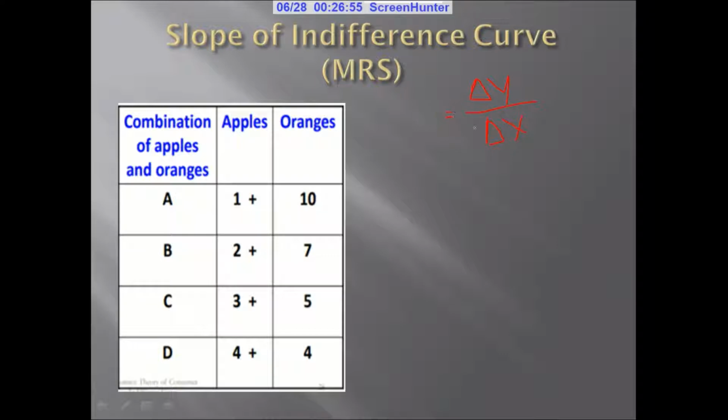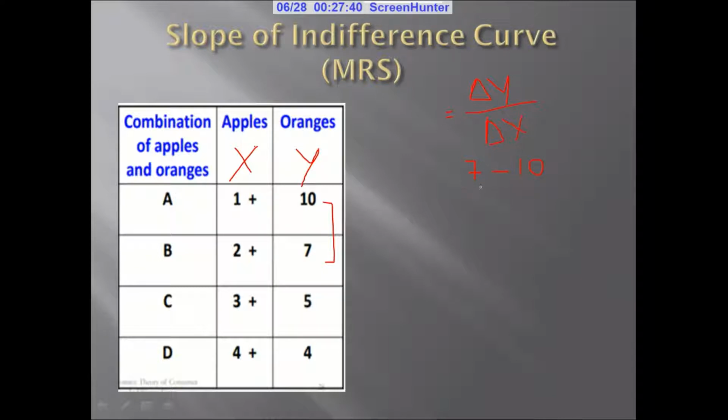Final value minus initial value means if we move from consumption bundle A to B, we measure apples on the X axis and oranges on the Y axis. When the individual moves from consumption bundle A to consumption bundle B, change in Y is the final value of Y, 7, minus the initial value of Y, 10. Initially the individual was consuming 10 units.